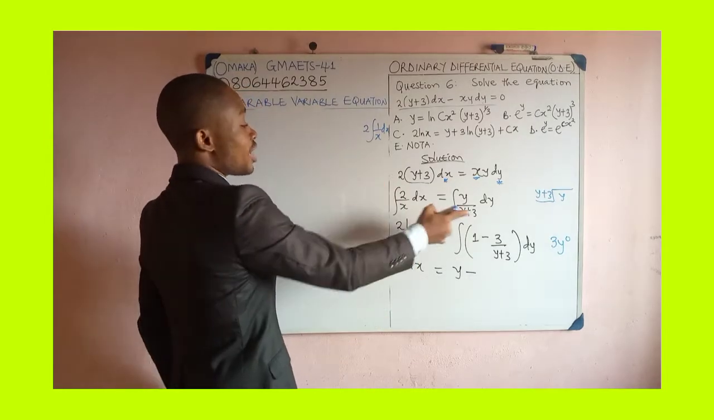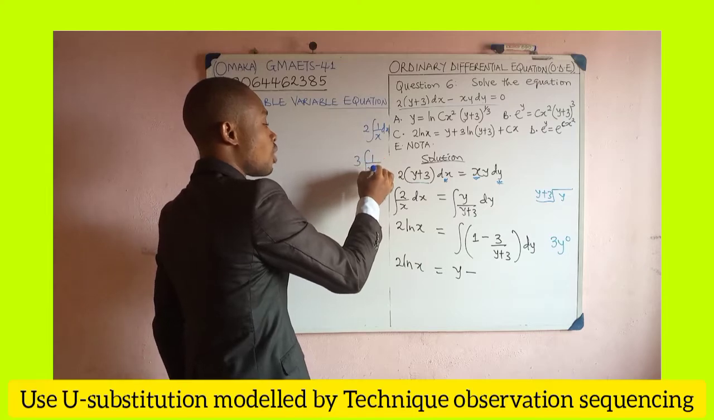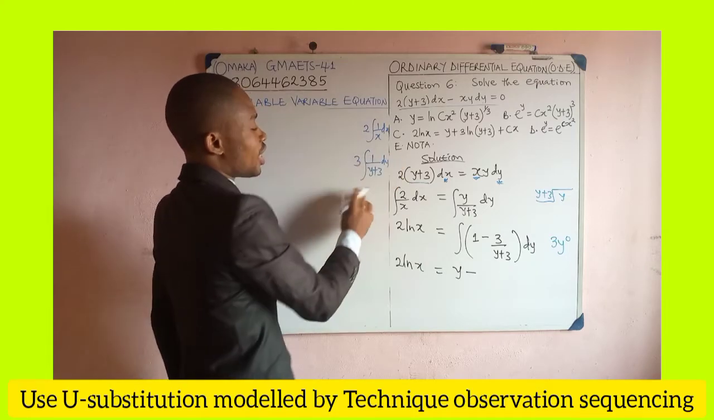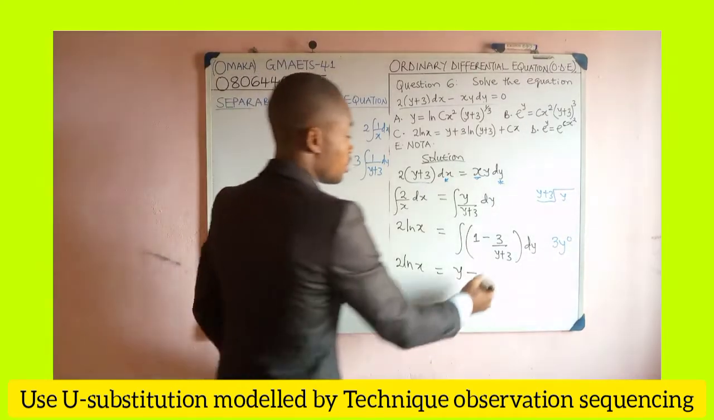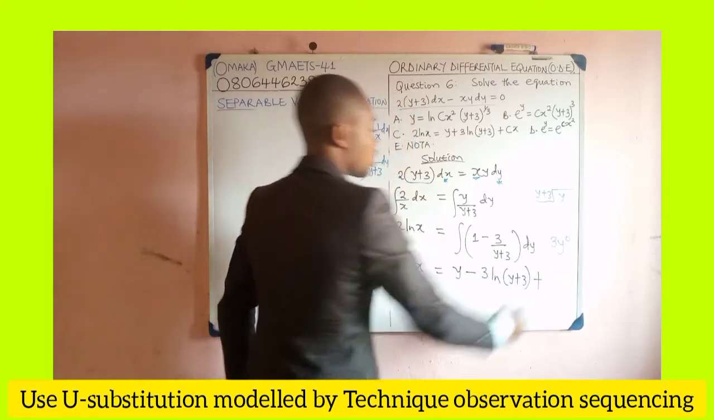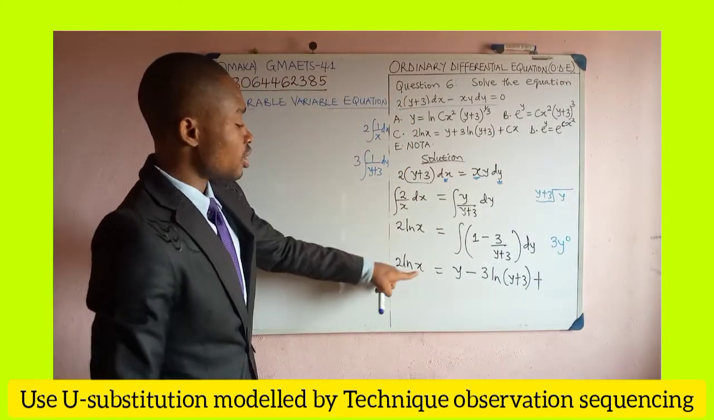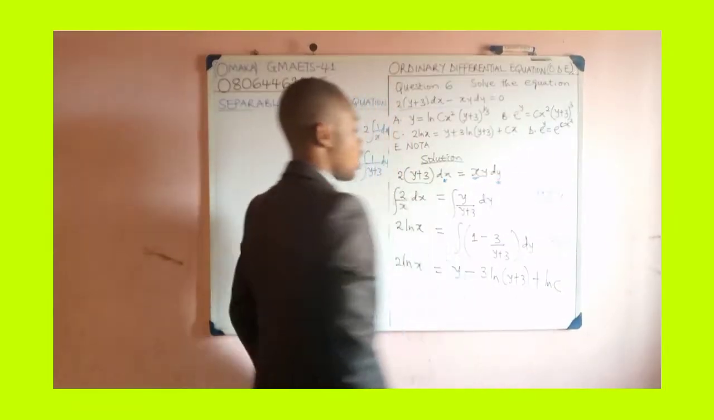If you want to integrate that, that 3 will come out. You know that as a constant. So you'll be left with 1 over y plus 3 dy. Once again, differentiate this denominator, you will see that you will get the numerator. Therefore, our result is minus 3 ln of the denominator. I'm going to put a constant of integration now. Because this x term has a ln, I will introduce ln to the constant of integration.